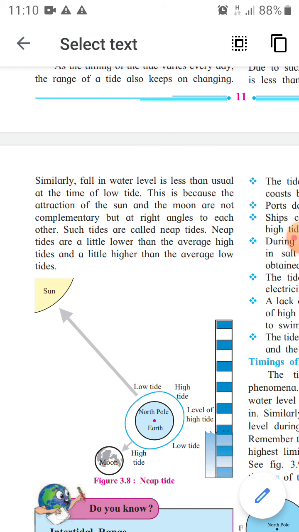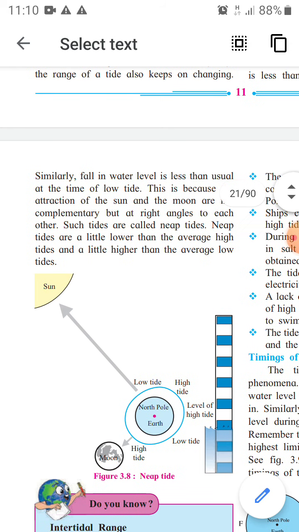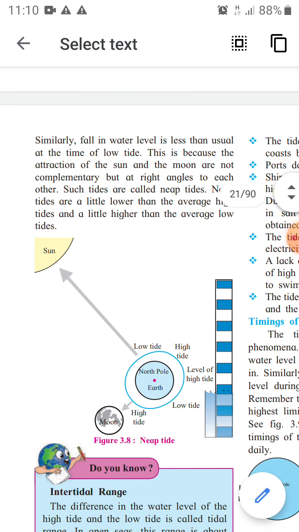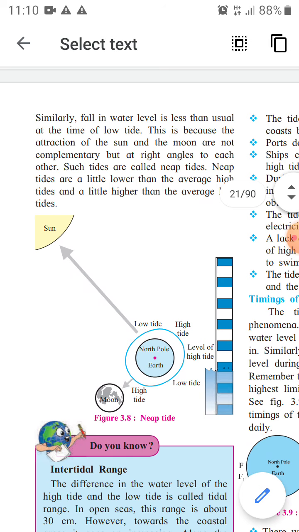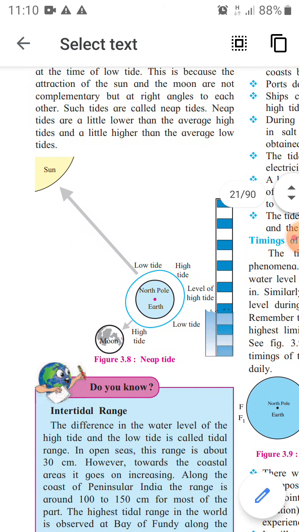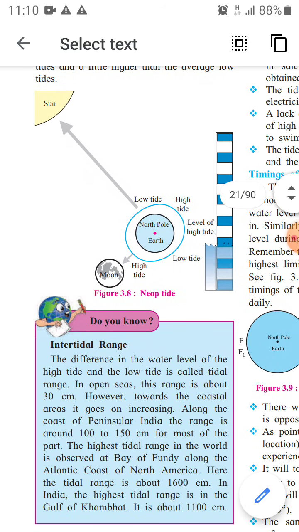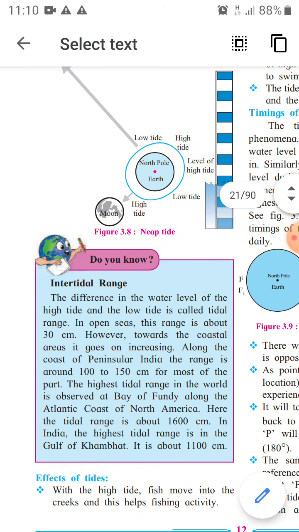Such tides are called neap tides, and neap tides are a little lower than the average high tides and a little higher than the average low tides. Okay, this is all about tides. There are two types of tides, that is spring tide and neap tide. Then there is some extra information given.